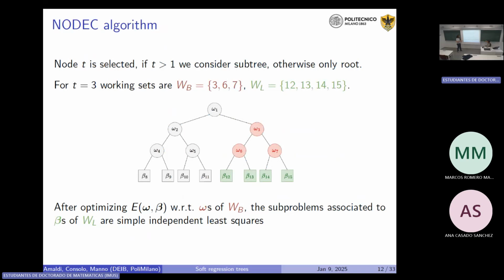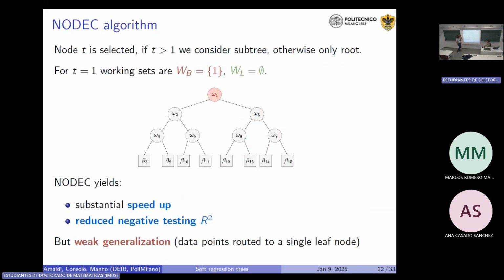The good part of this decomposition is that since all the other variables are kept fixed, and we optimize the leaf only after the optimization of the branch node, the problem with respect to the leaf node is just a classical least squares problem. It can be optimized in parallel, because each linear regression is separate, so you don't need to optimize them all together.